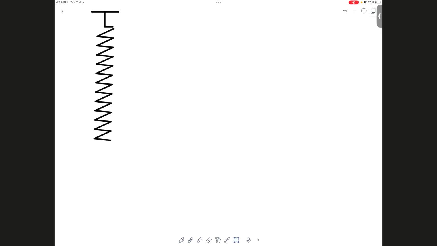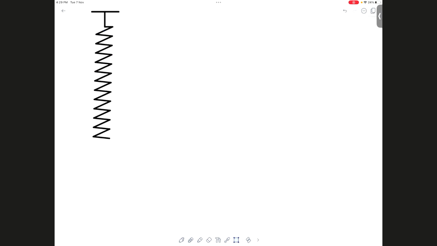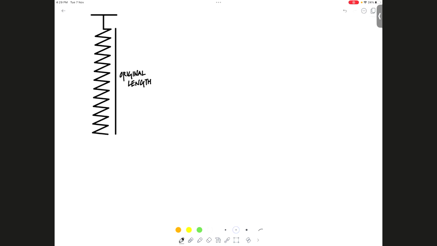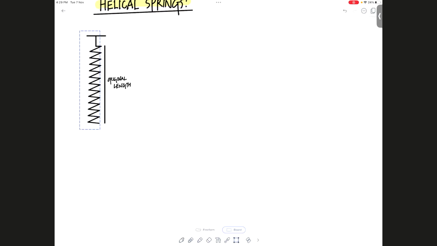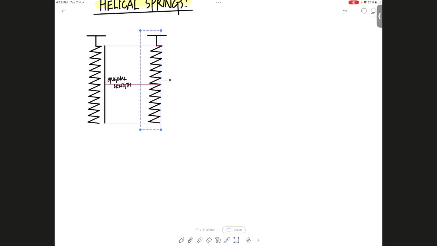So you have your spring here, a helical spring, and a few things before I start my topic. You have this length that's been labeled here. This is referred to as the original length. This is the unextended length of your spring. And then you add some mass to it and apply a force, and you notice that this spring extends.